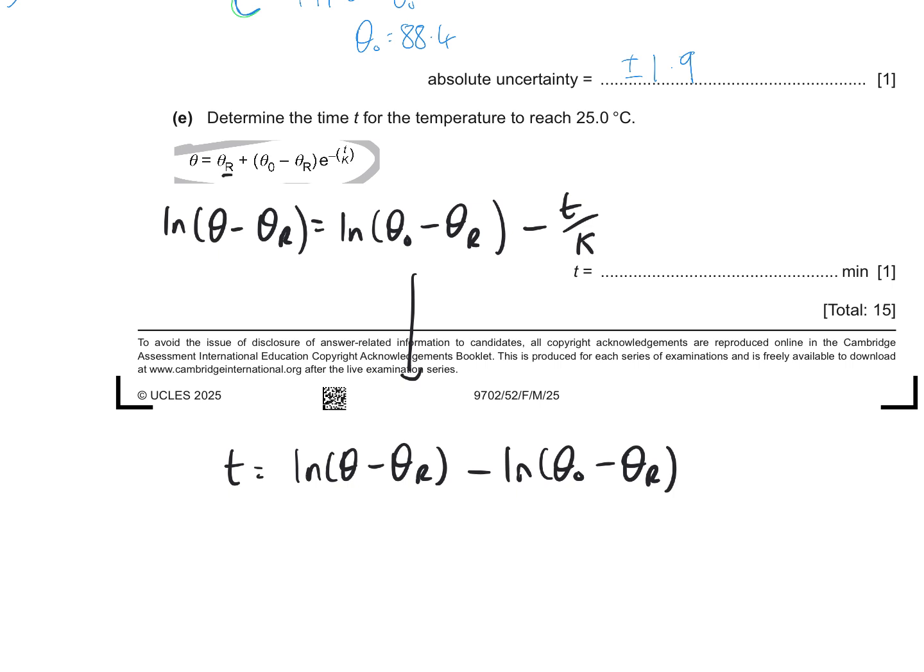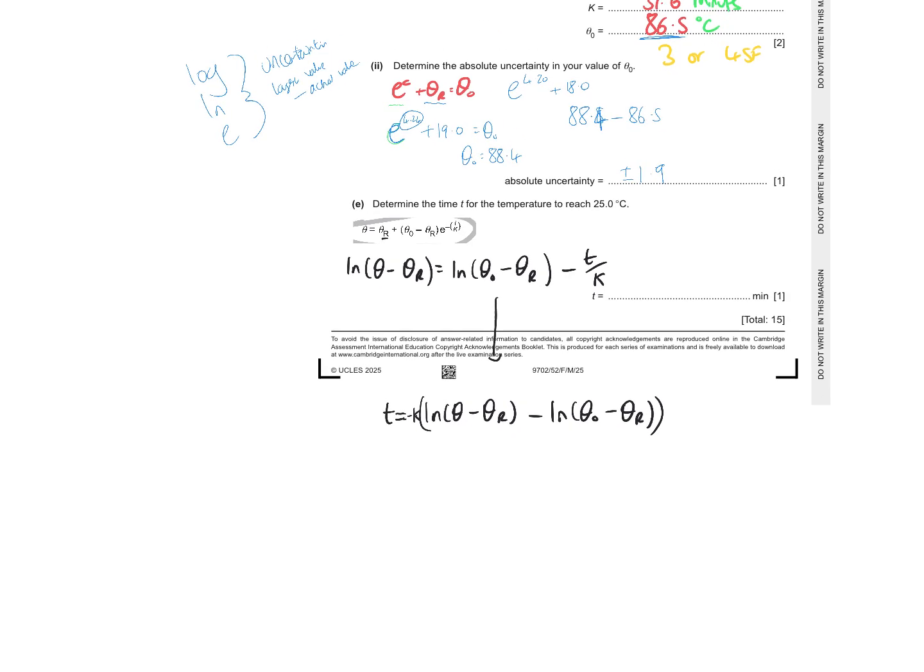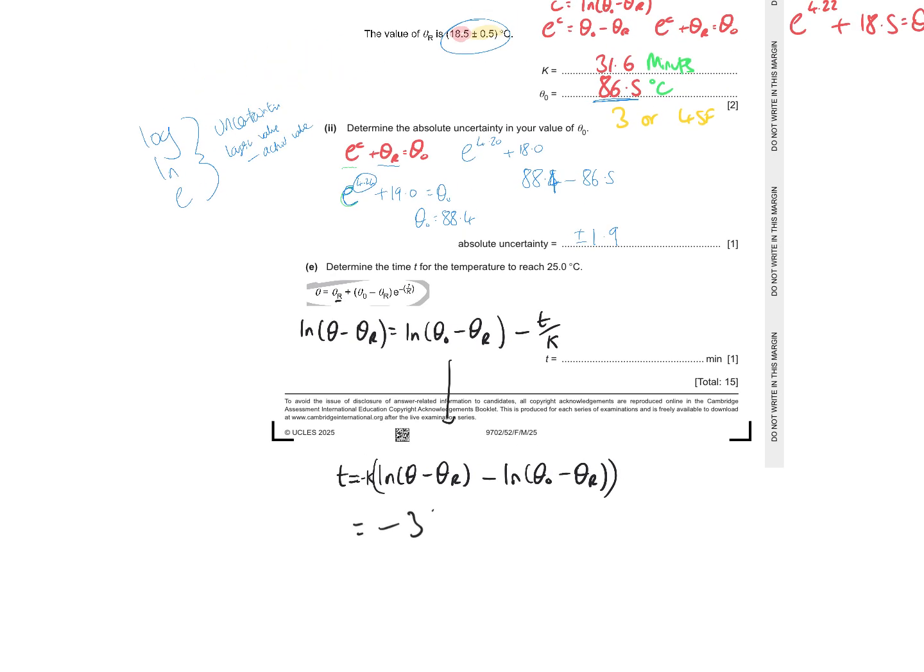Now we need to get k by itself, so we're going to times by -1 and also times by k. So we actually end up with minus k at the front once we've done all that. And that's t. Now we've got a value for k, it's up there. So now we just put all our numbers in, being careful to get them all correct. I could tie this up mathematically, but I'm not going to. We know it's 25.0, and we know theta r is 18.5. Now remember, there are no uncertainties here, so we're just using the actual values.